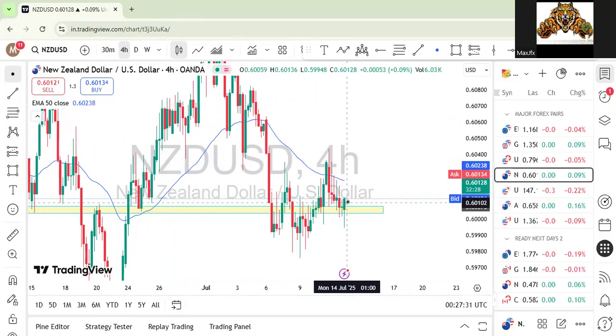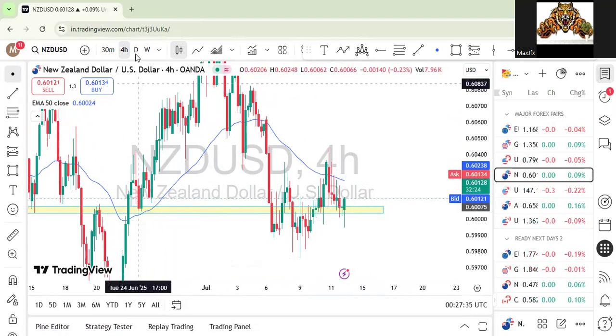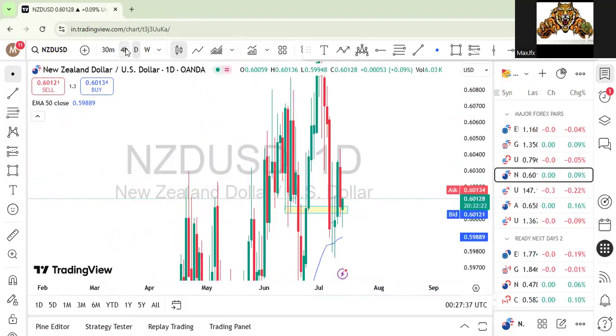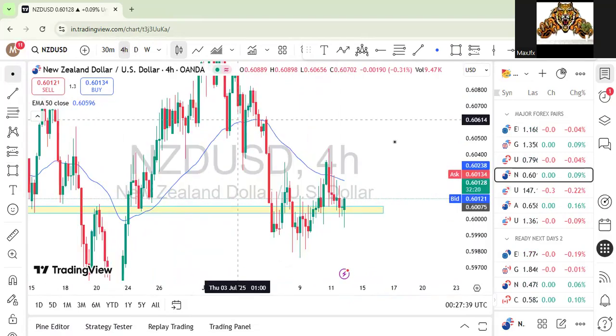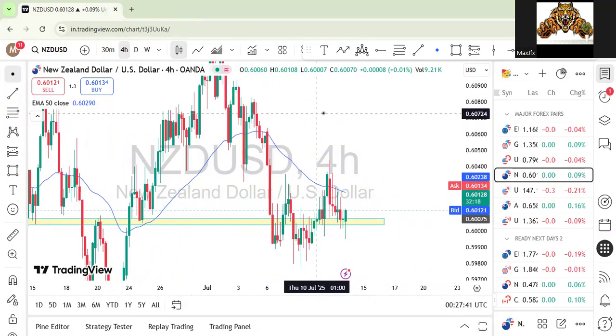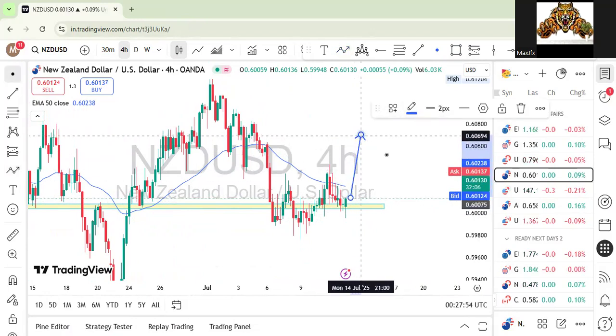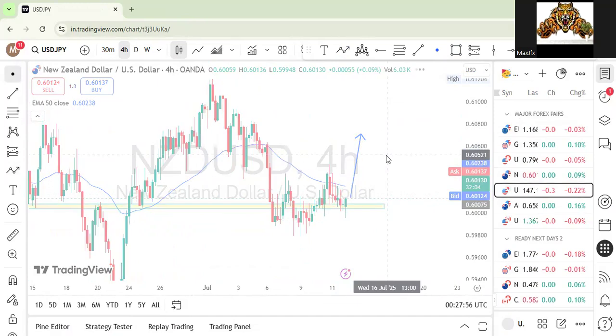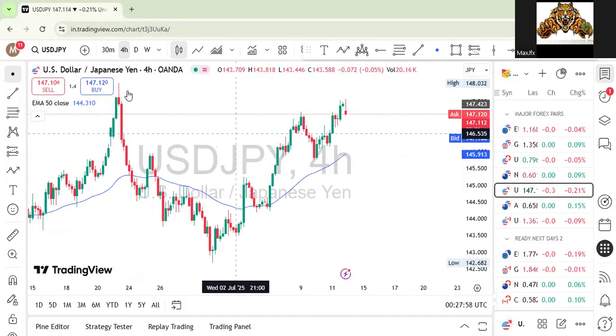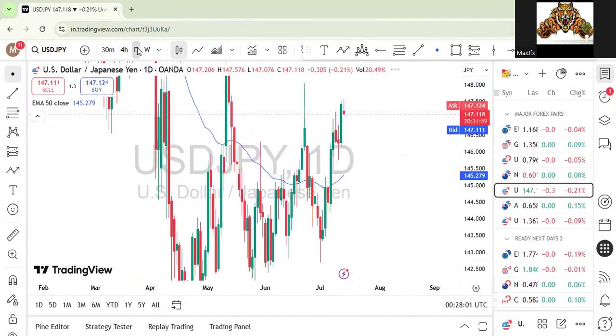So when it closes and engulfs this bearish candle, I'm going to enter the market. I'm really going to enter into the market in the next 30 minutes, when this candle closes. All right, so we're expecting up for NZD.